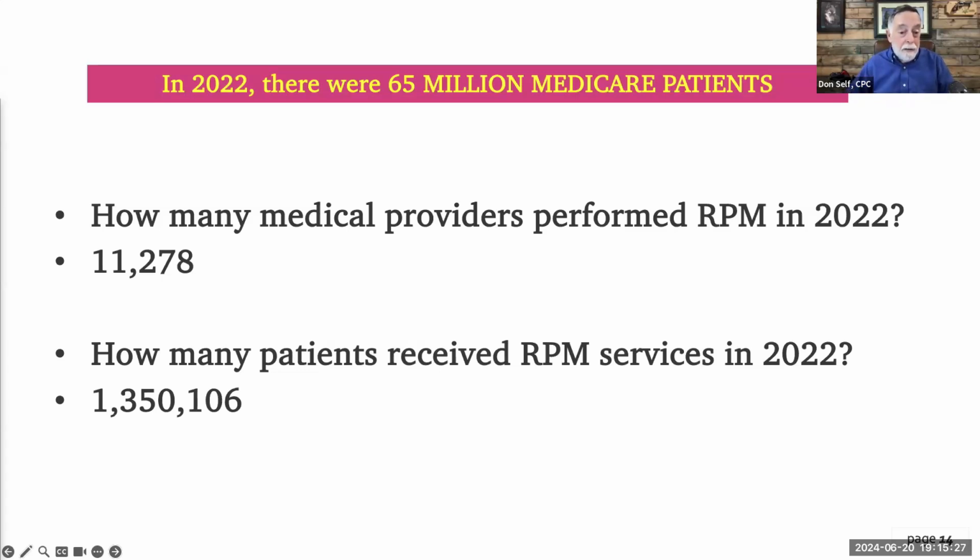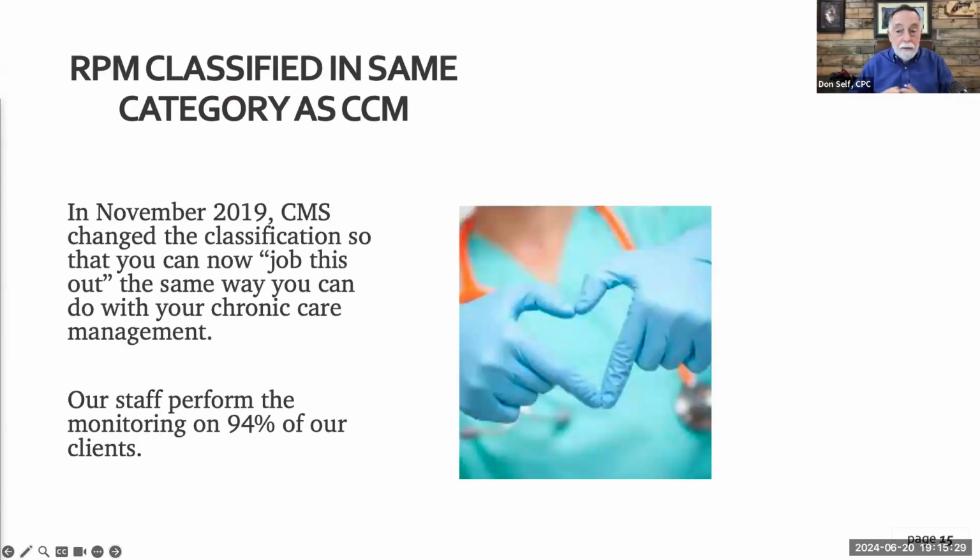And Medicare has tried to help out in this area because they classified RPM in the same category as chronic care management. Now, what does that mean? Well, there are only 3 services that you can job out to another company and let them do the work for you, or you can still do the work yourself. In other words, only 3 things. One is chronic care management. Another one is remote patient monitoring. And the third is remote therapy monitoring.